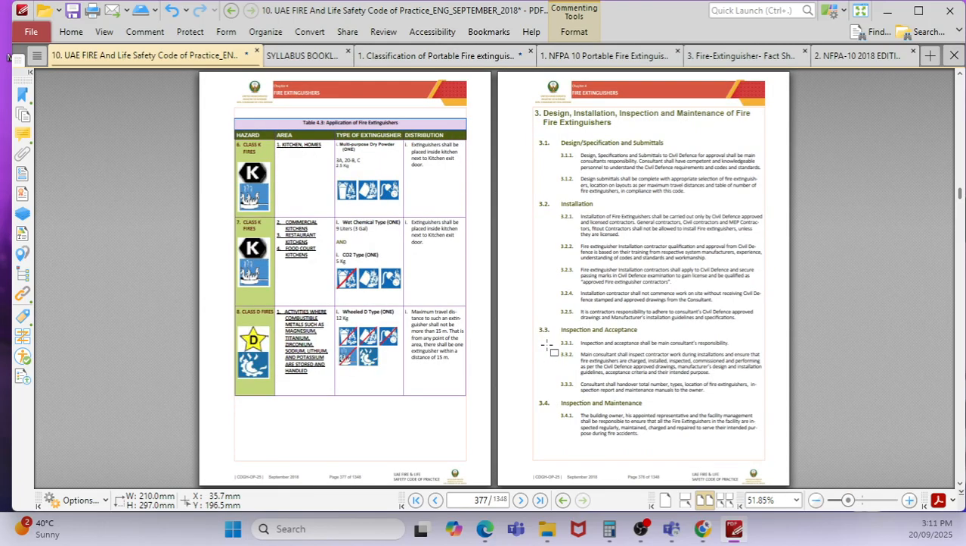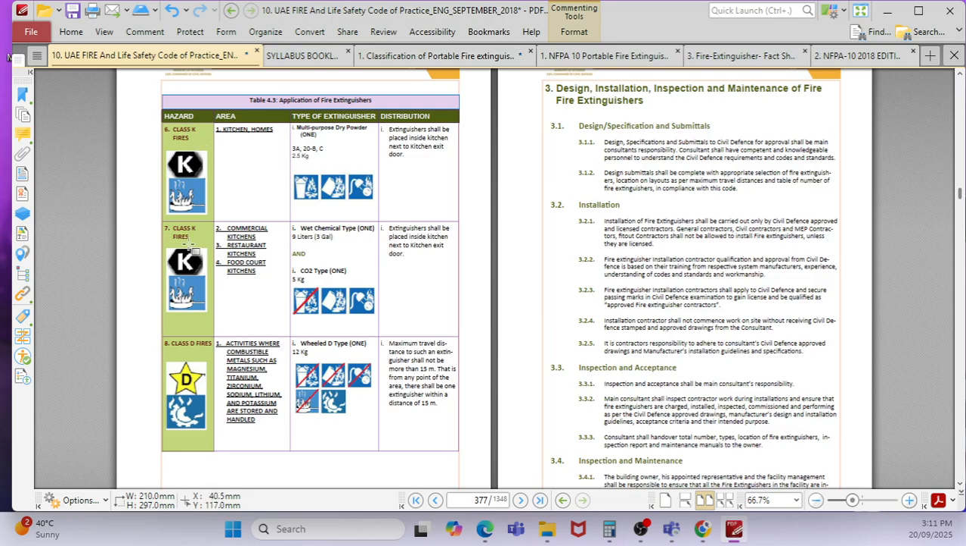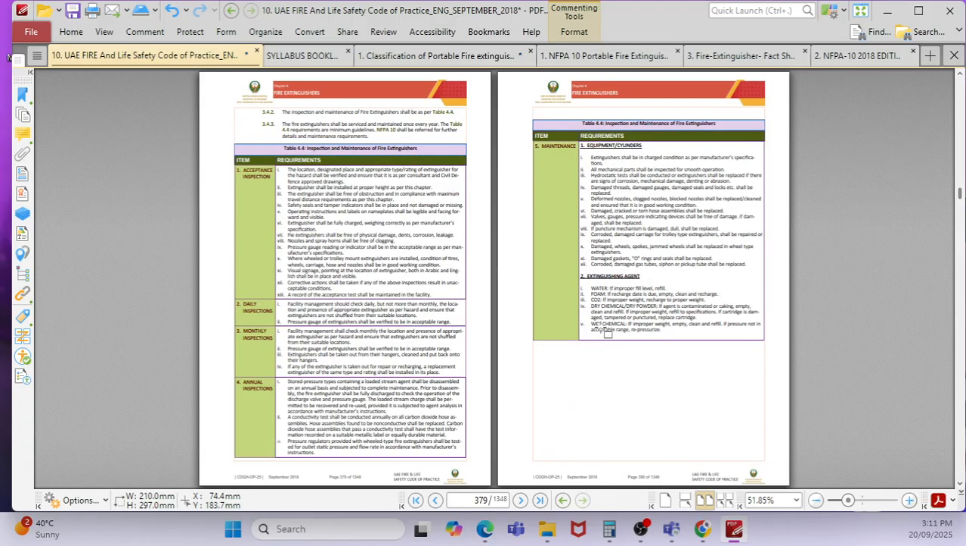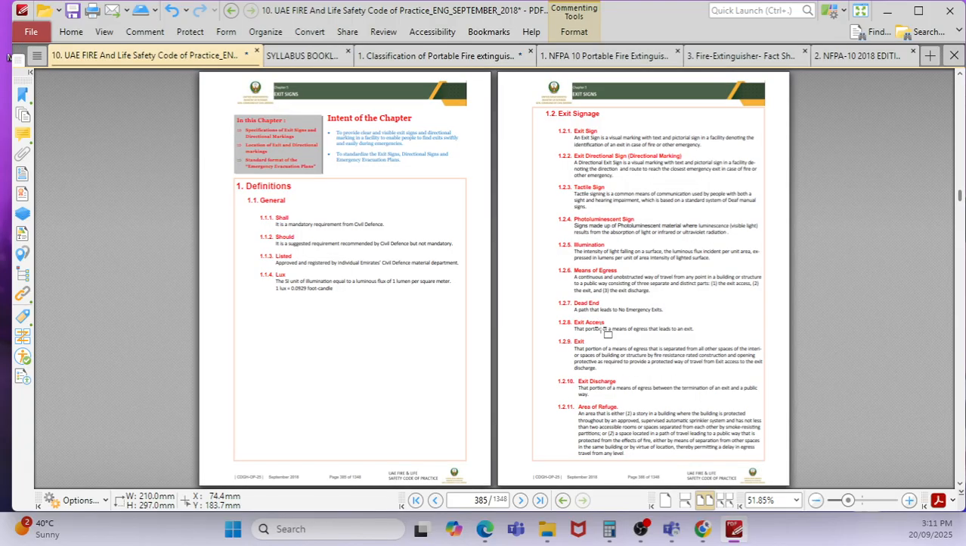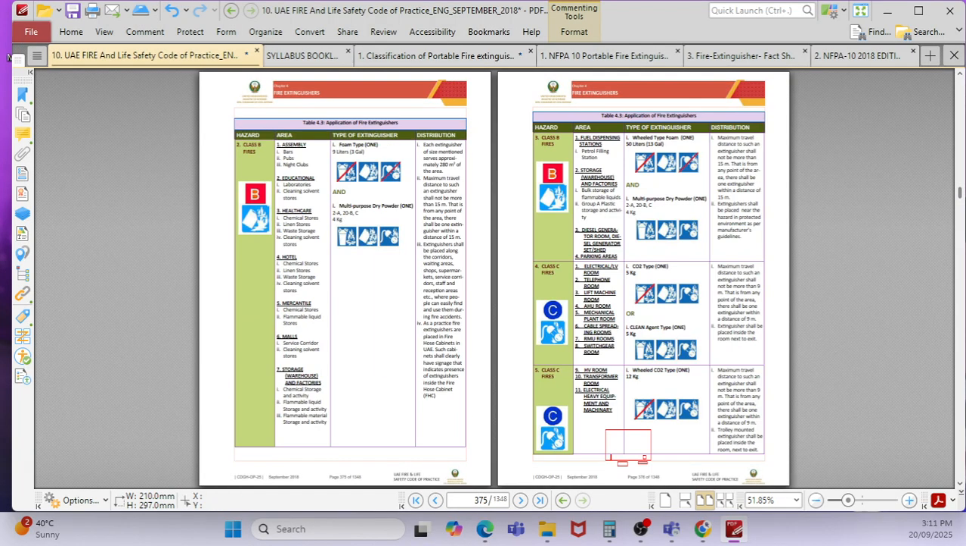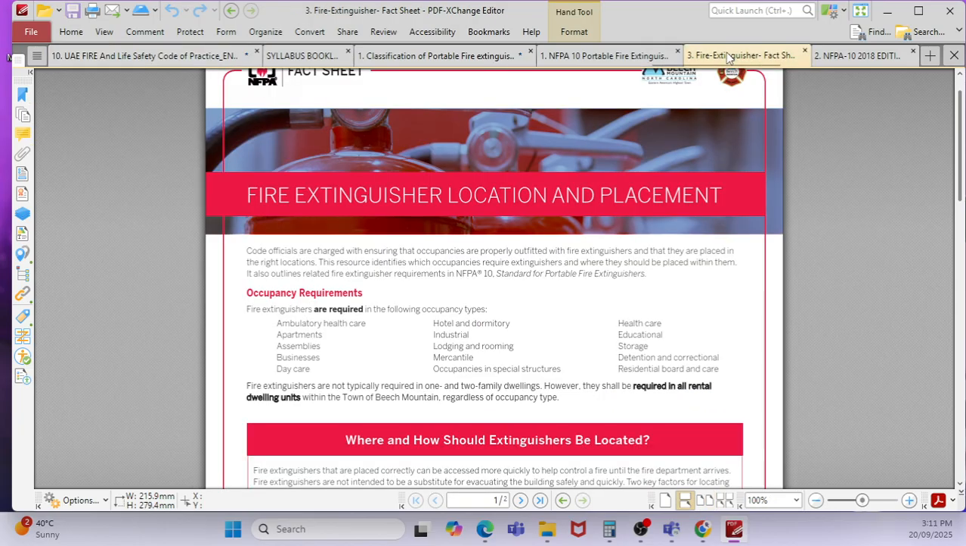Also you can see the class K fire, the type of fire extinguishers and the distribution. Extinguishers shall be placed inside the kitchen next to the kitchen exit door. The locations are also given here. Class K fire: commercial kitchens, restaurant, food court. Then you have class D fires. Clear, right?